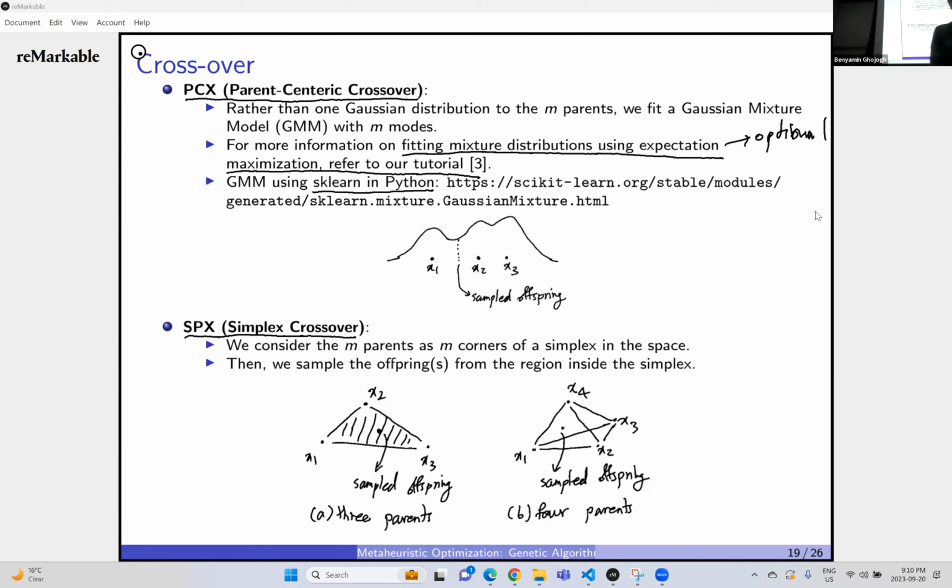Agree? So in a simplex, we have planes intersecting each other. Okay. So like this. Now, do you agree that I can consider the parents as the vertices of the simplex? Then I can sample the offspring from inside the simplex. For example, for a triangle, I can sample from inside the triangle. Or for a pyramid, I can sample the offspring from inside the pyramid. As you see, the offspring, as expected, becomes a kind of linear combination of the parents.